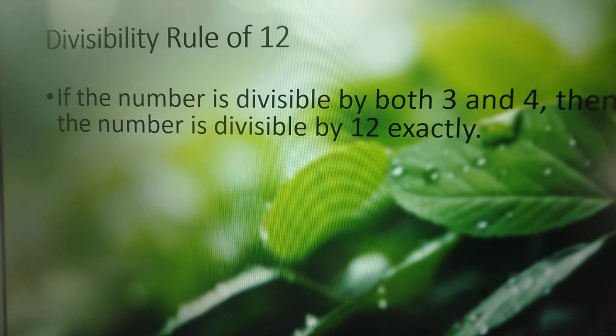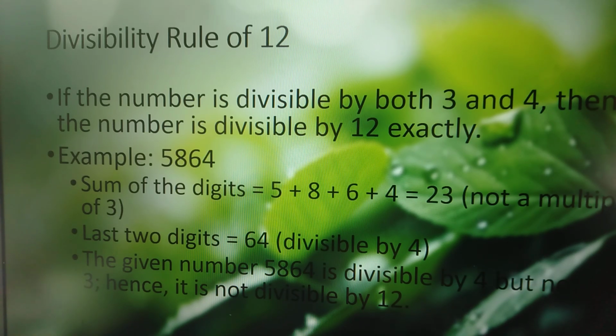Divisibility rule of 12. If the number is divisible by both 3 and 4, then the number is divisible by 12. Recall the divisibility rule of 3. We add the digits: 5 plus 6 plus 4 equals 15... for the number 5,864, 5 plus 8 plus 6 plus 4 equals 23, not a multiple of 3. Then recall the divisibility rule of 4, which looks at the last two digits, 64. Is it divisible by 4? The given number is divisible by 4 but not by 3, so it is not divisible by 12.